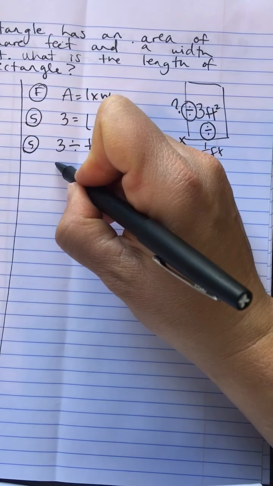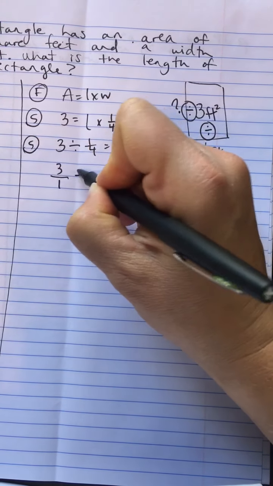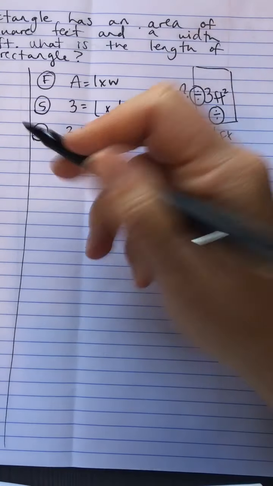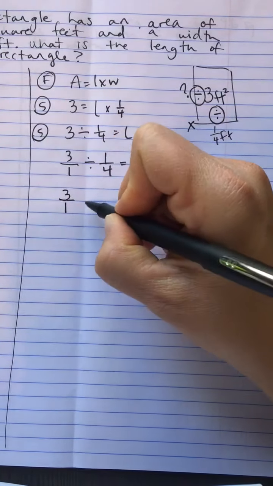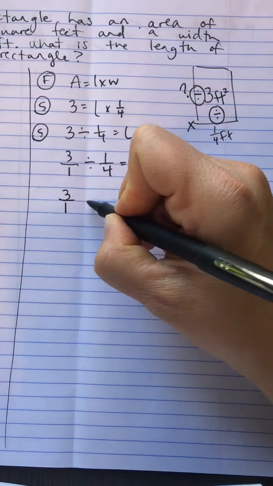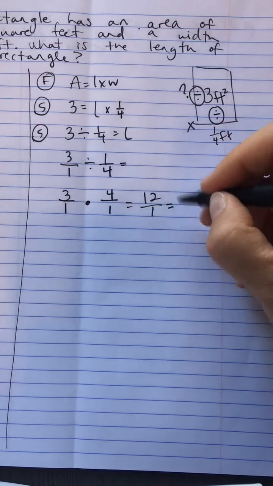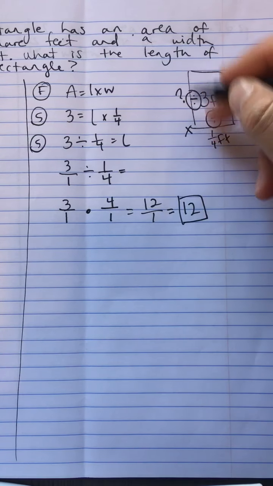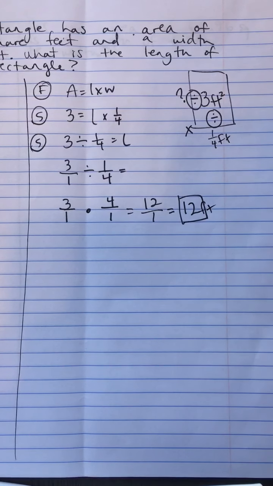And then to divide fractions, I need to turn everything into a fraction first. And then I do copy, dot, flip. And I got to 12/1, which is equal to 12. And then since it's this length, it's going to be 12 feet.